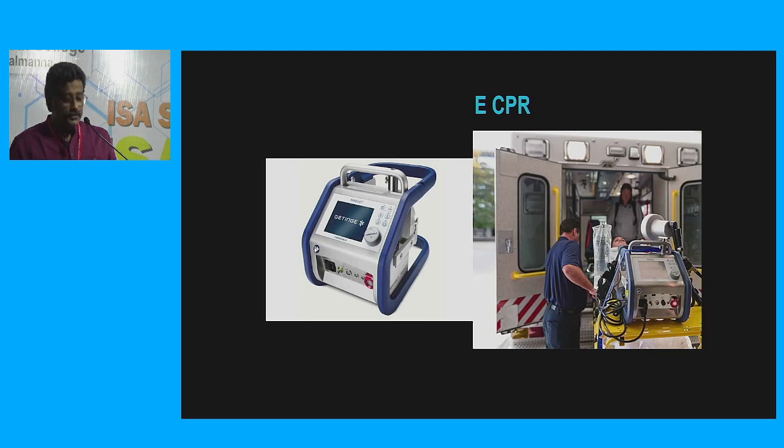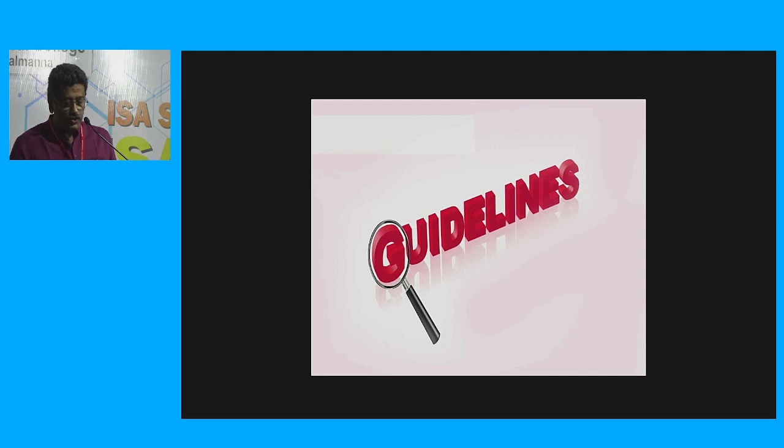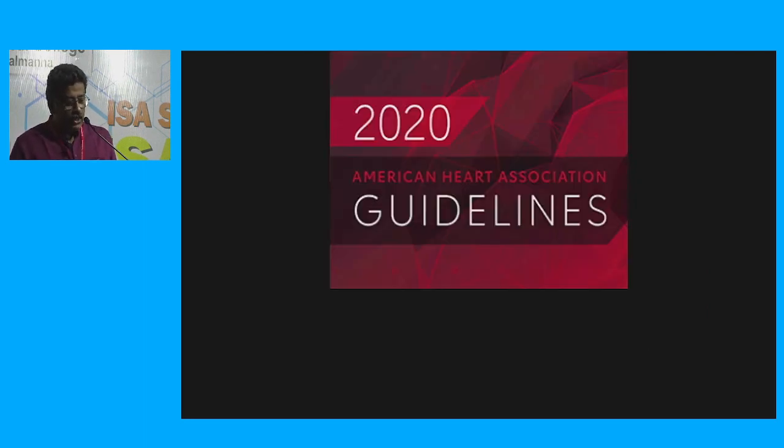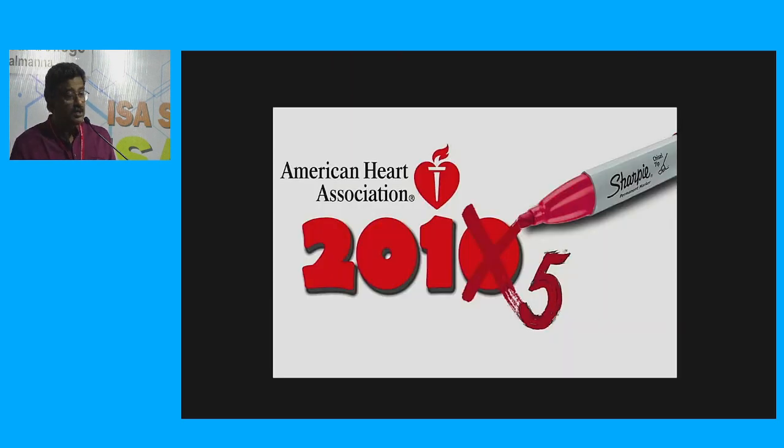So guidelines. Which is the guideline you know of cardiopulmonary resuscitation, which is very, very common? AHA guidelines. AHA, American Heart Association. Yes, true. And which is the guideline we are following at present? 2020. 2020, that's true. So it is 2020, and the earlier ones were in 2015, then 2010. So every 5 years it was getting updated.